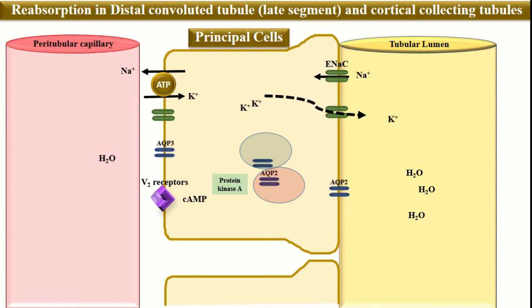So the decrease or fall in the levels of ADH can occur in two states. Number one, the whole condition is called diabetes insipidus, and it is of two types. One is called central and the other is called nephrogenic.